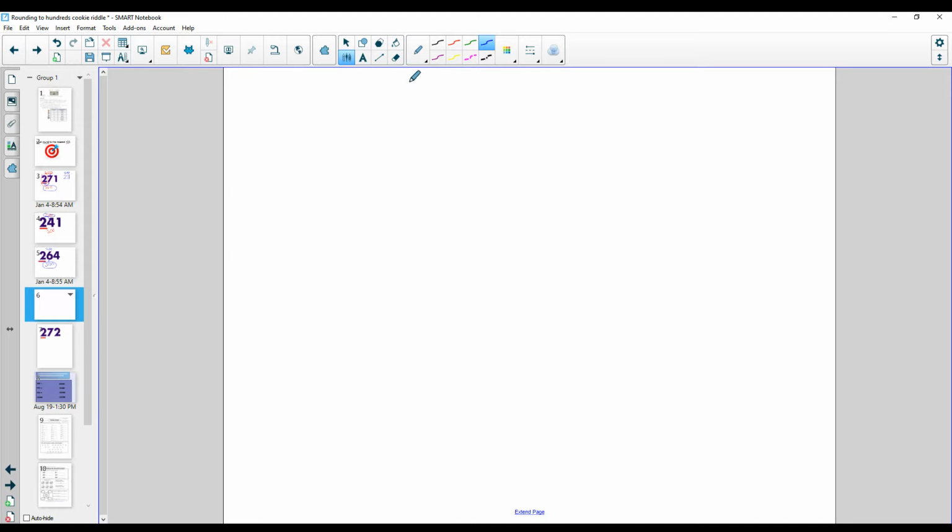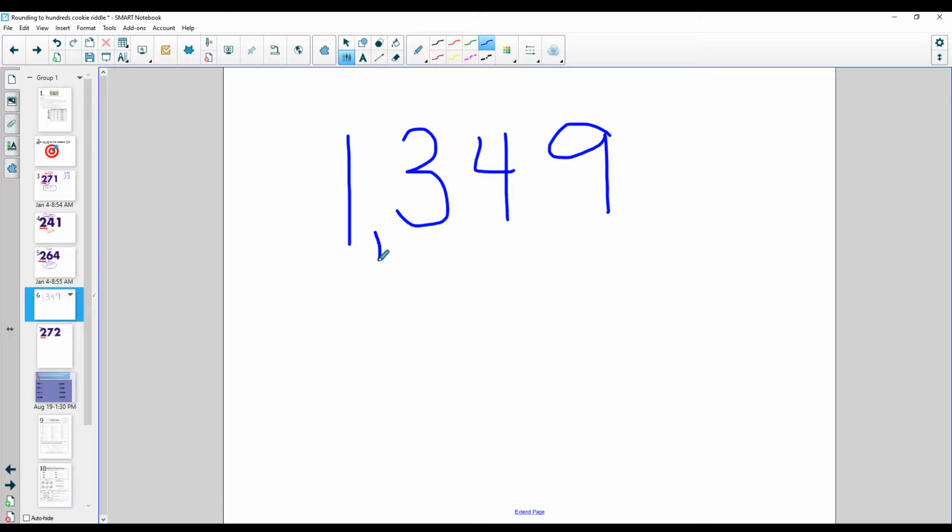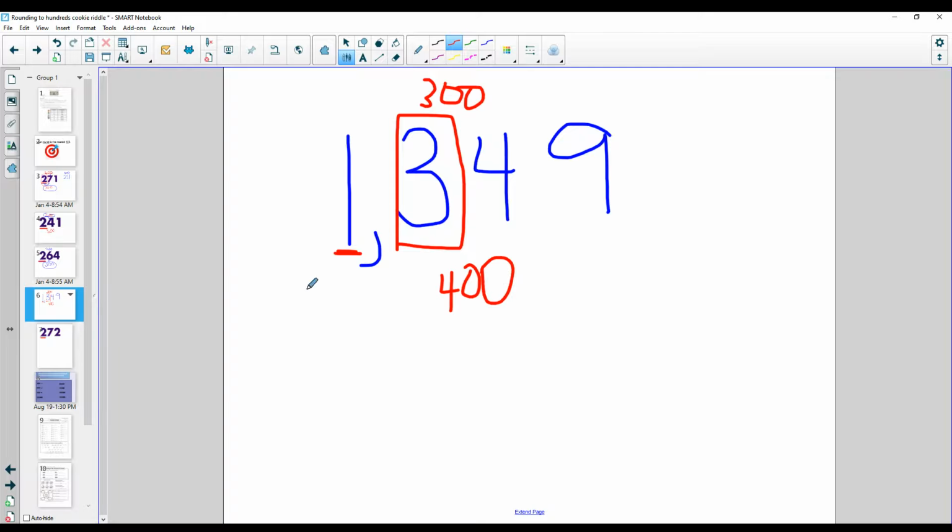Now let's say we had a number in the thousands. Let's say we had 1,349. All right. And we still need to round to the nearest 100. Well, that means that this number is not going to be affected unless this is a 9. Then this could be affected. But since it's a 3, it's either going to stay 3 or go up to 400. The 1 is going to remain the same.